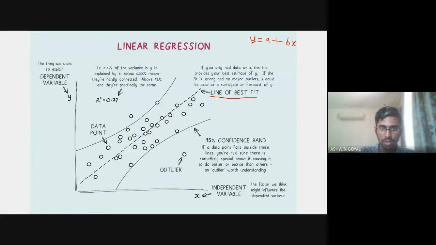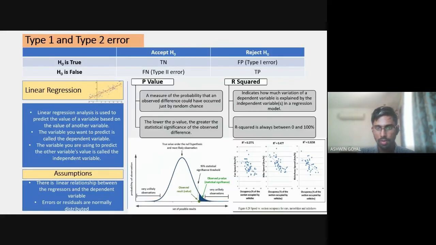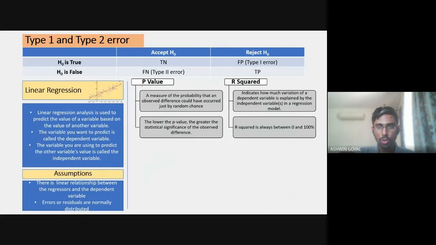Now these data points are distributed in this manner, right? And it is somewhat linear. If you notice, this distribution is somewhat linear. And this is the line which best captures the data distribution, right? So this is y and this is x, dependent variable and independent variable. All right. Now there are two important concepts, p-value and r-squared.